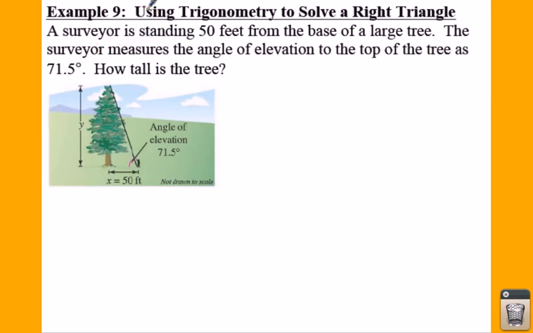So when we look at this example 9 here, we have some surveyor. It's saying 50 feet away from the base of a large tree, the surveyor measures the angle of elevation, that'd be from your horizontal up here, as 71.5 degrees. We want to figure out how tall this tree is. Well, basically what you have is a nice, pretty right triangle. We're hoping that this tree has grown straight up into the air. If it was off a little bit, then you couldn't really use the SOHCAHTOA with right triangles.